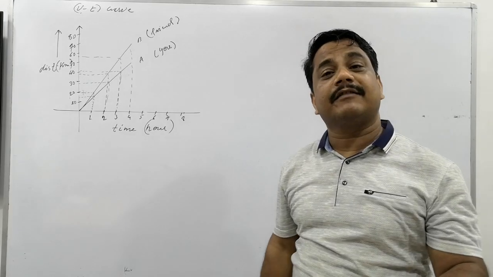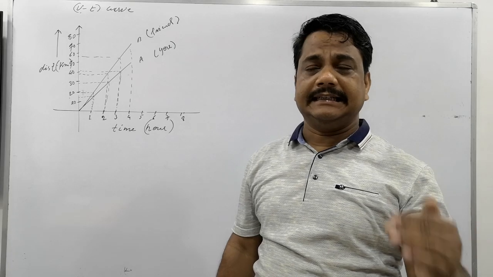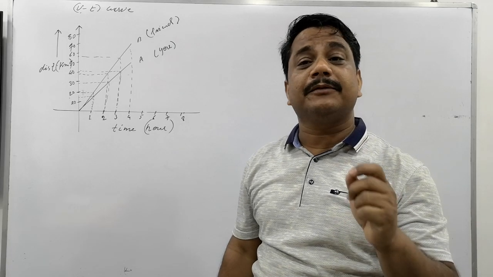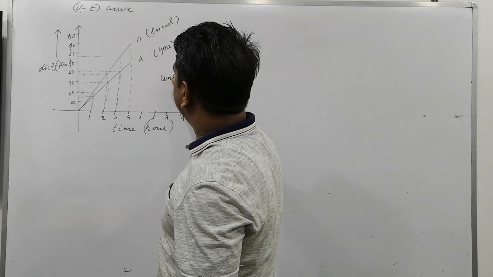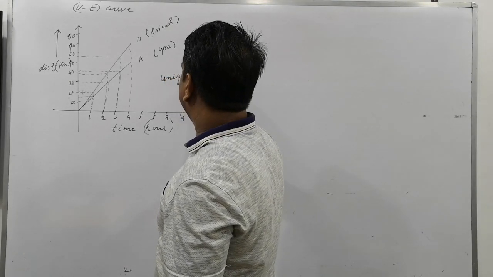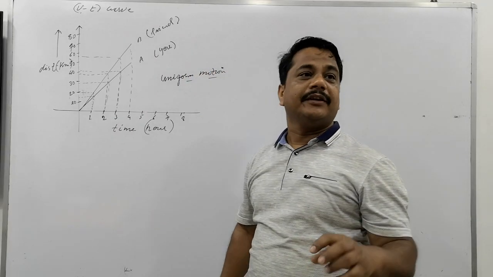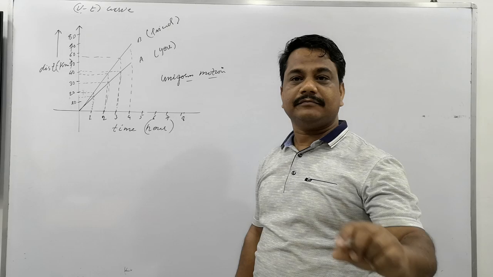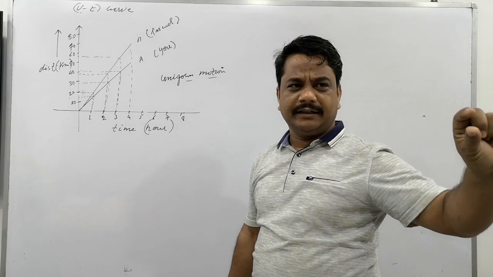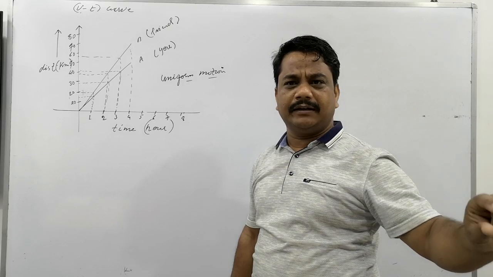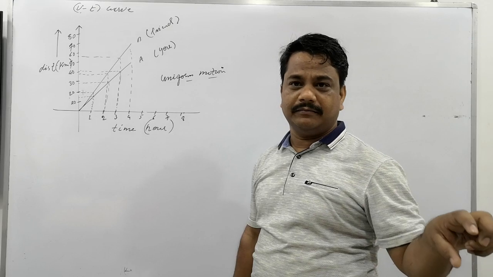What does a straight line represent for an xt curve? For an xt curve, a straight line means the object is moving with uniform motion. What does uniform motion mean? Uniform means it is constant throughout, the same again and again. Equal displacement, equal distance in equal time intervals. This is said to be uniform.